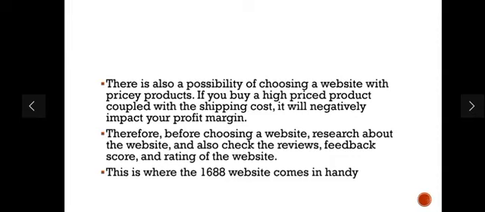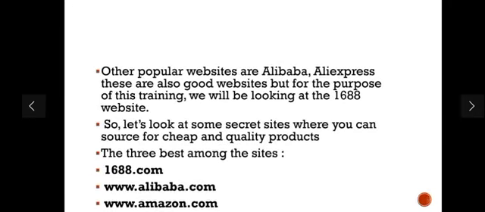Now, this is where the 1688 website comes in handy. Other popular websites which you can buy from are Alibaba, AliExpress and a host of others. These are also good websites, but for the purpose of this training, we will be looking at the 1688 website. Now, let's look at some of the secret sites where you can source cheap quality products. 1688 is not the only website, but there are also other good websites.